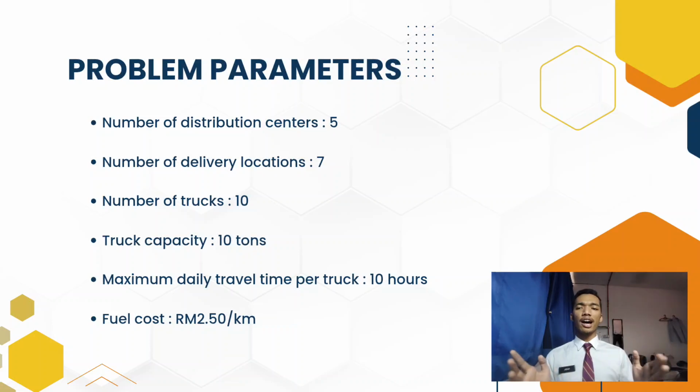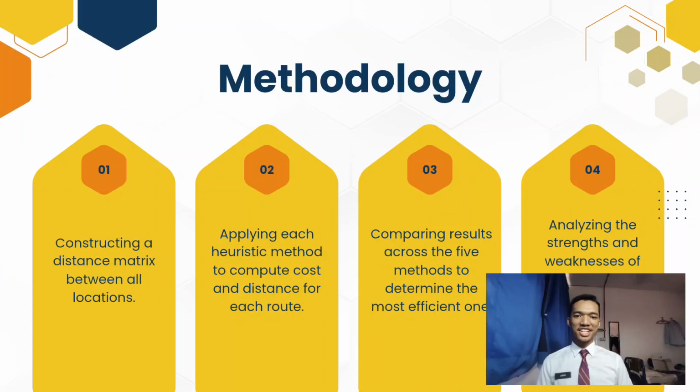So these parameters set the stage for our analysis. And in the next slides, we will look at the methodology we used to tackle this problem. So guys, our methodology follows a systematic approach. First, we construct a distance matrix, which is essentially a table listing the distances between all the key cities involved. This matrix forms the foundation for our route calculations.